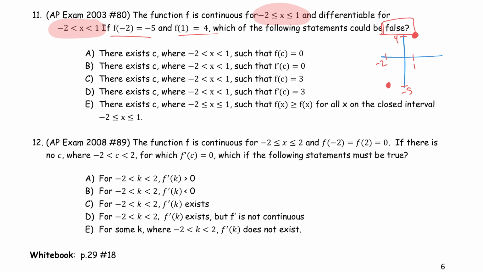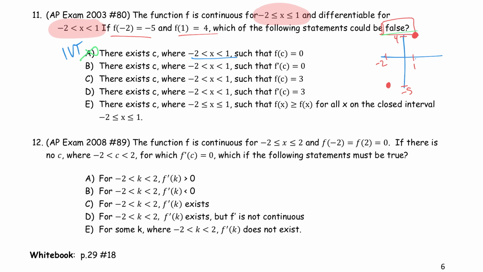So A, there exists c where negative 2 is less than c is less than 1, such that f of c equals 0. So that's telling us some x value between negative 2 and 1, which are the x values given, such that f of c equals 0. So yeah, at some point it's going to have to cross through the x-axis. That's going to be our intermediate value theorem. So that was something we learned in Unit 1. So that one's actually true, which means not our answer, because we're looking for false.